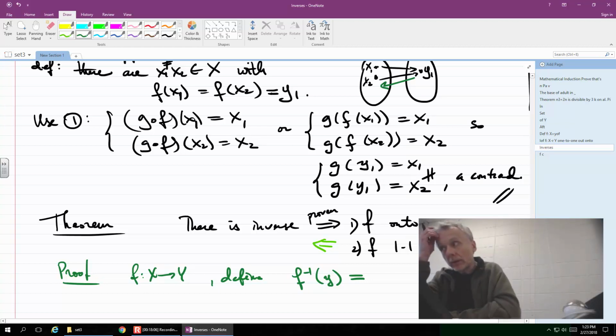But I don't want to rely on pictures. So what is it? Well, there is no formula, but it's an x such that f of x is equal to y. That's the definition of the inverse.